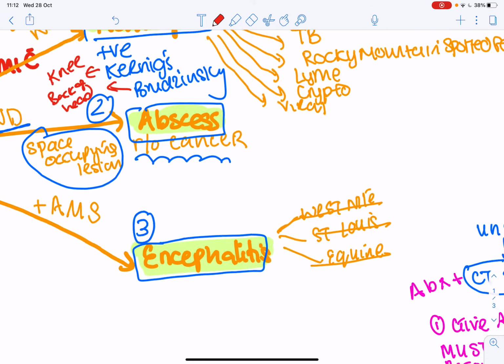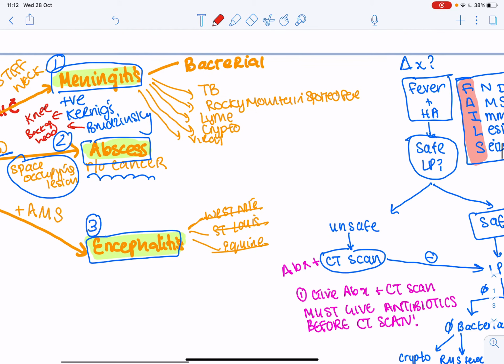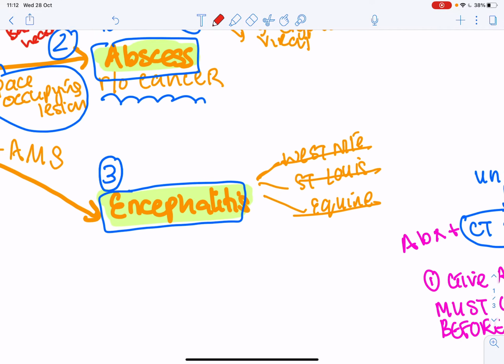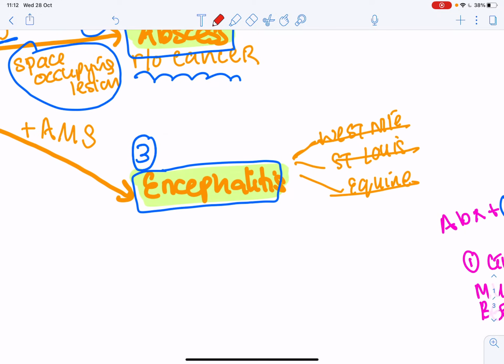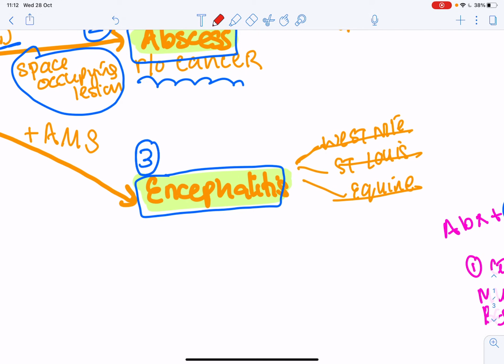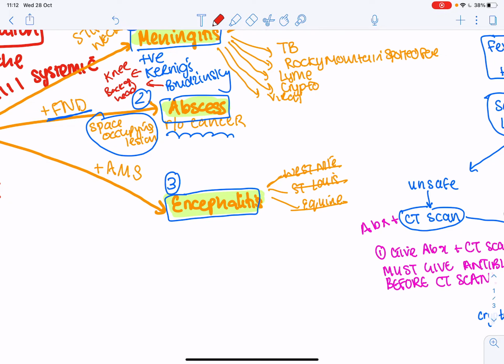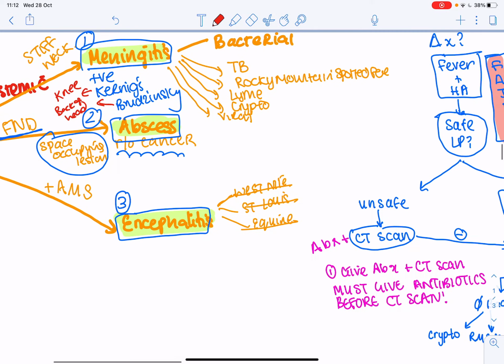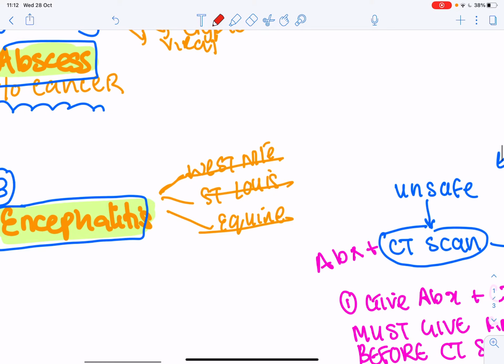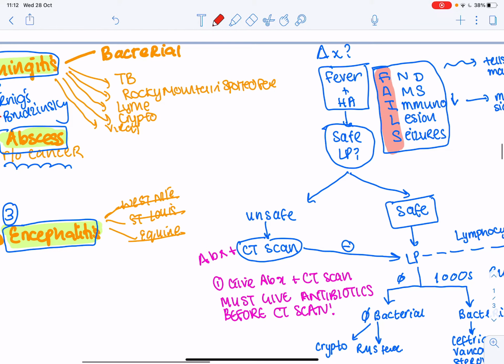Now, then we've also got abscess, okay? And then we've got encephalitis. Now, encephalitis can be West Nile. Remember West Nile, St. Louis, equine encephalitis. We have all these different types, but again, in clinical practice, you're not going to go looking for these unless there is some kind of public health criteria that you need to meet.